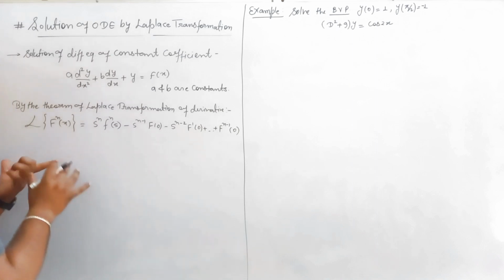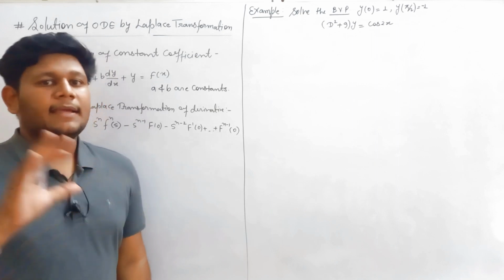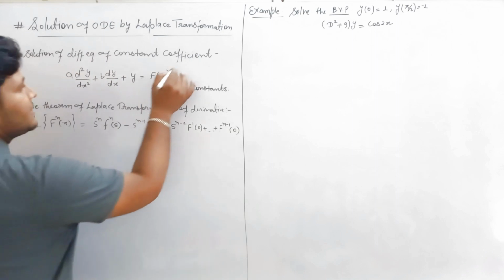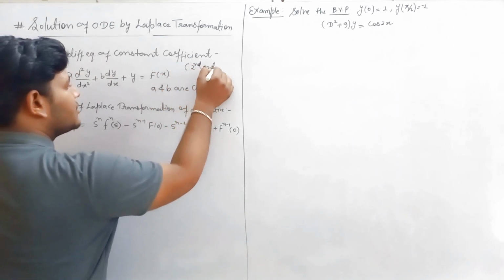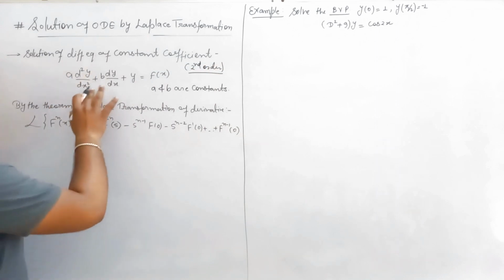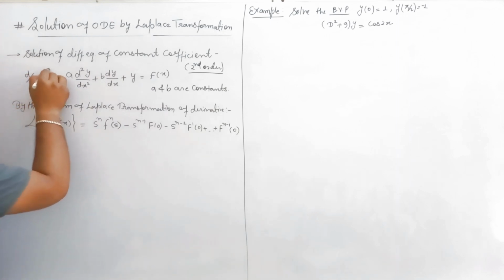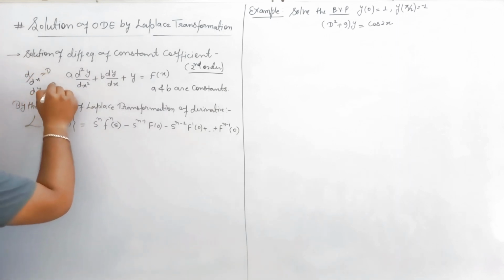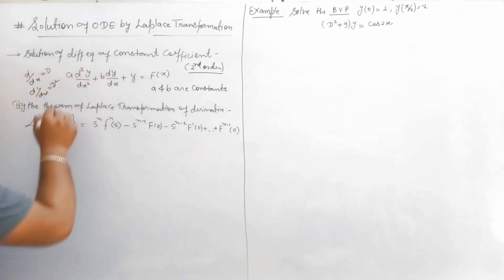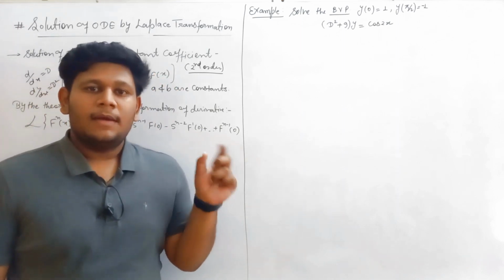First of all, if I'm going to discuss the second degree differential equation, that will be the constant coefficient differential equation, that is, a second order constant coefficient differential equation: a d2y by dx square plus b dy by dx plus c y. We can also write d by dx as D, and d2 by dx square as D2, using the abbreviation D. This type of differential equation can be easily solved by using the Laplace transform, but there is a condition.